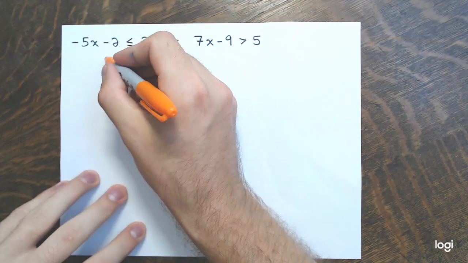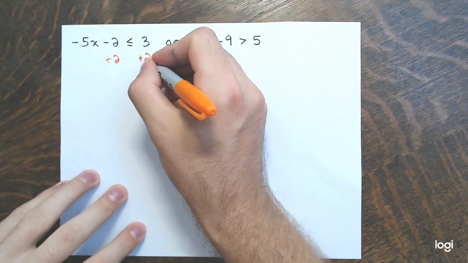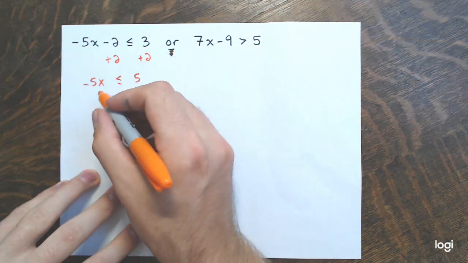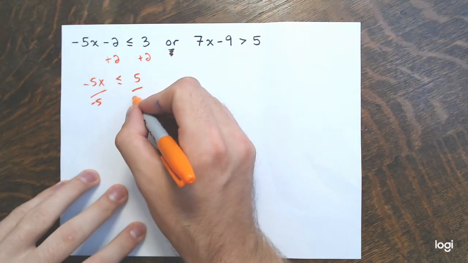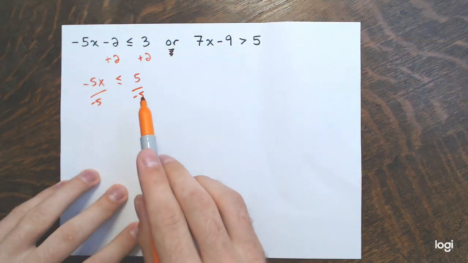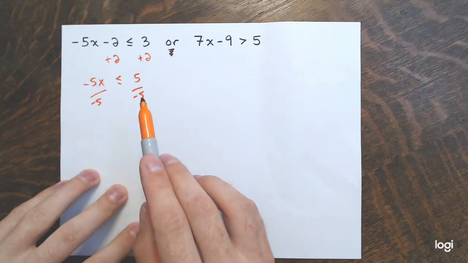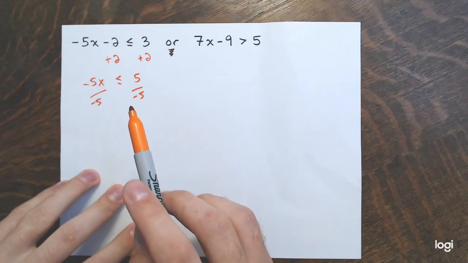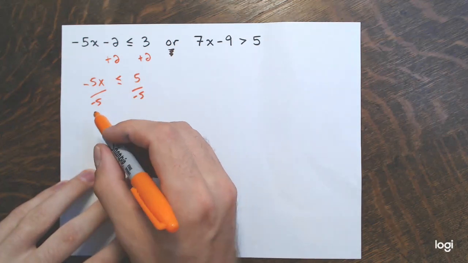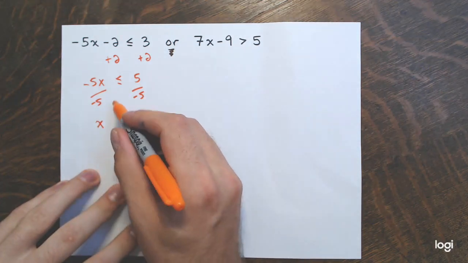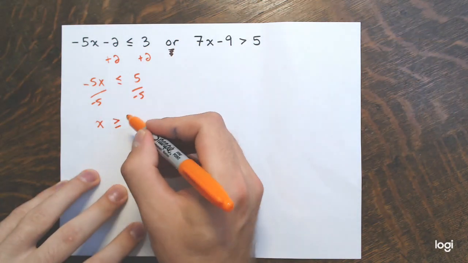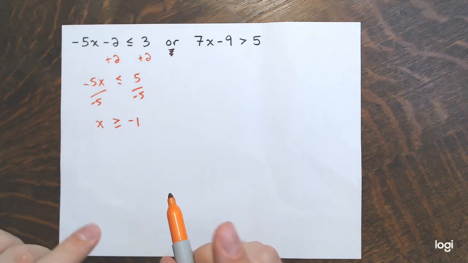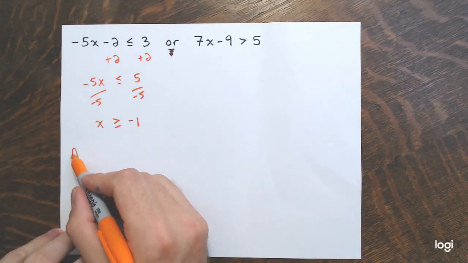Solve this one. I would first add 2, giving me negative 5x is less than or equal to 5. Then I would divide both sides by negative 5. Now here's the tricky part, right? You got to remember, when you multiply or divide both sides of an inequality by a negative number, the inequality changes direction. It flips. So you have x is now, instead of less than or equal to, greater than or equal to, and then 5 divided by negative 5 is negative 1. Right, so be careful with that. So again, I'll call this set A.